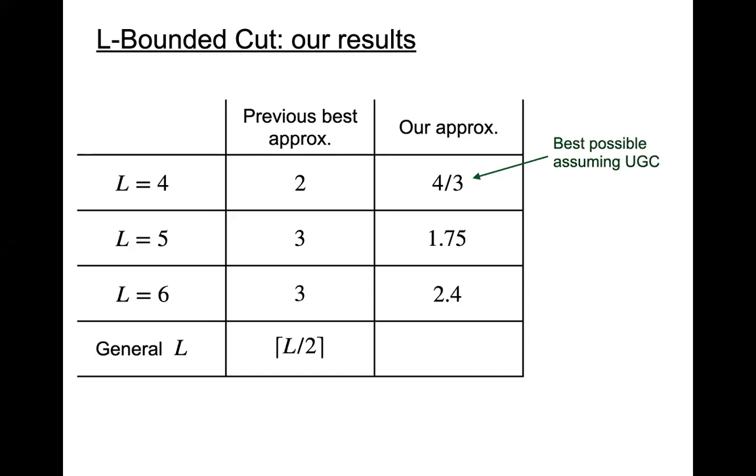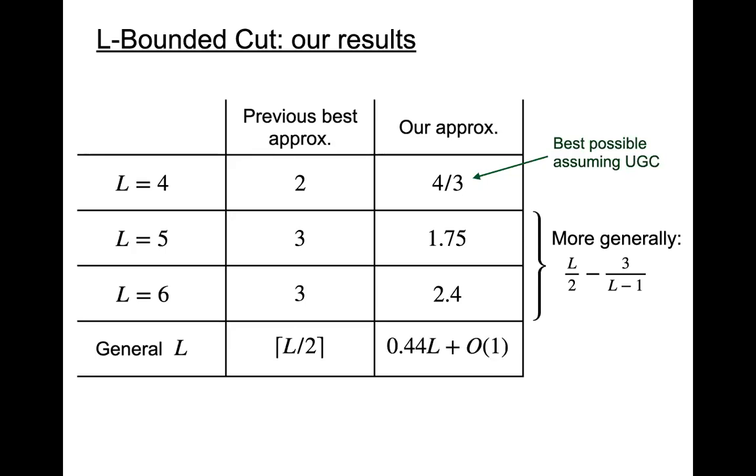In fact, for L equals 6, this result is already a special case of our more general algorithm for all values of L, which always does better than L over 2. So comparing this to the previous best known ceiling of L over 2, for every value of L, we get a better approximation guarantee. Now you might think, since this is also asymptotically L over 2, and the previous algorithm is also asymptotically L over 2, that this is where the hardness is at. But in fact, we show that this is not true. For general L, we get roughly 0.44 L approximation.